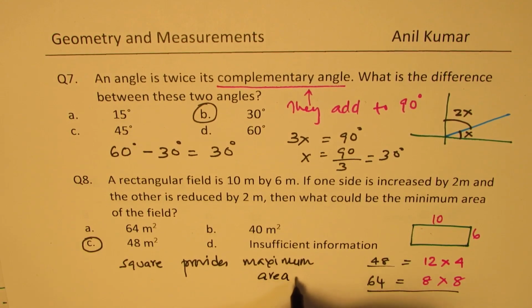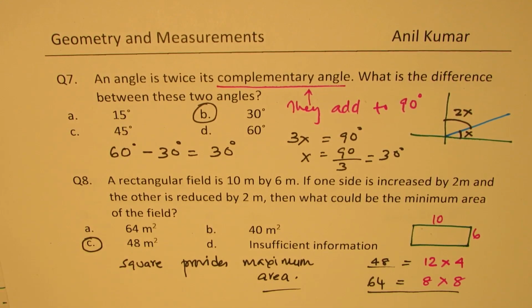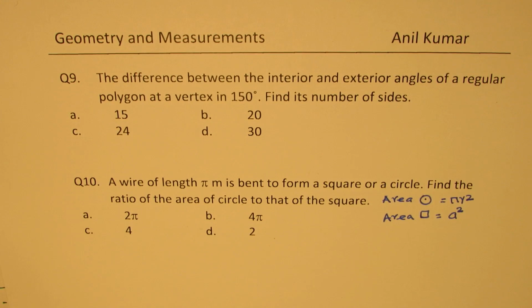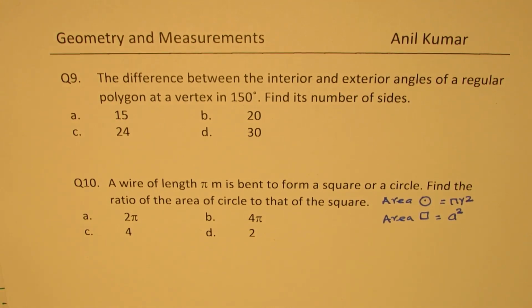Is that clear, right? So sometimes we can always ask the question as maximum area, right? The last two questions. Question number 9. The difference between the interior and exterior angles of a regular polygon at a vertex is 150 degrees. Find its number of sides.